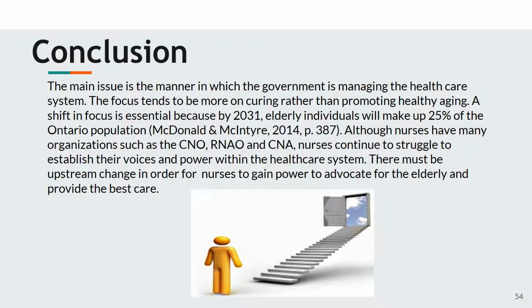The main issue is the manner in which the government is managing the healthcare system. The focus tends to be more on curing rather than promoting healthy aging. The shift in focus is essential because by 2031, elderly individuals will make up 25% of the Ontario population. Although nurses have many organizations such as CNO, RNAO, and CNA, nurses continue to struggle to establish their voice and power within the healthcare system.